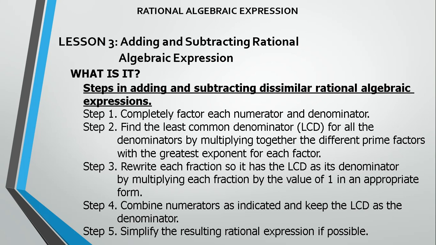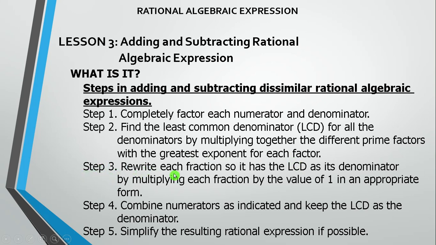So, for step 1, we have here, step 1, completely factor each numerator and denominator. Factor natin si numerator at saka si denominator. Step 2, find the least common denominator or the LCD for all the denominators by multiplying together the different prime factors with the greatest exponent for each factor.